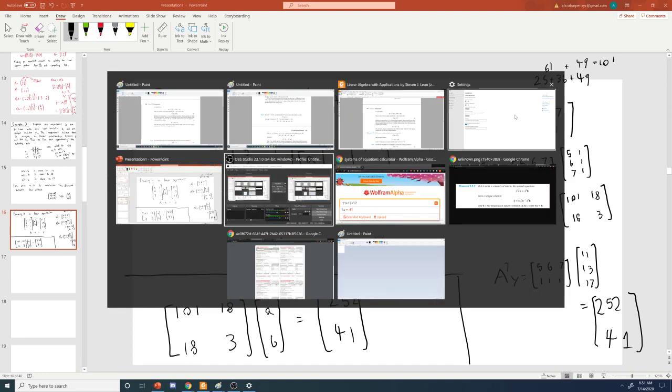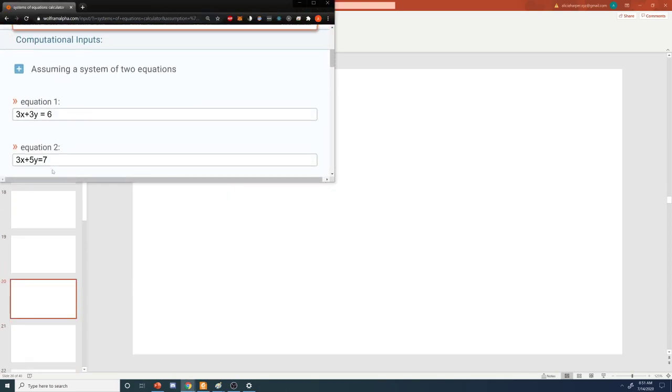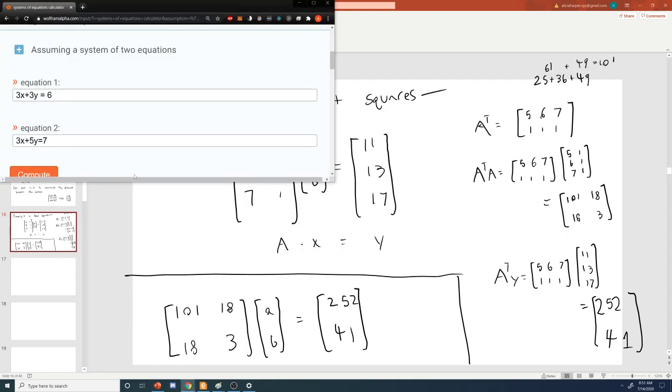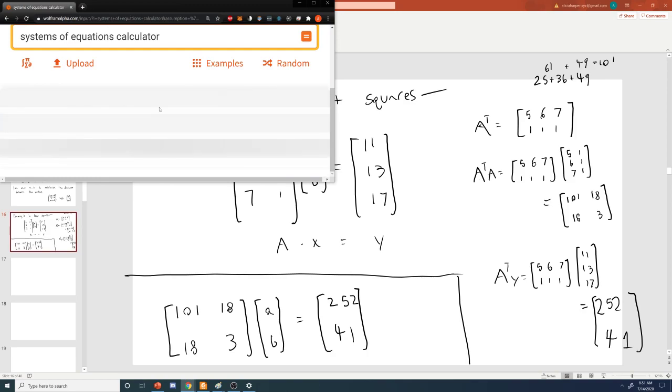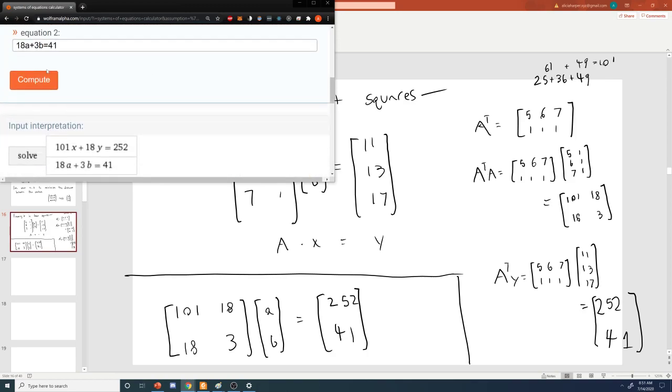So to solve this, I'm going to go into Wolfram Alpha and use the linear equation solver. So I have to solve 101 A plus 18 B is equal to 252. Maybe I'll stick with the letters that they use. And then I also have to solve 18A plus 3B is equal to 41. Oops, I'm being an idiot.